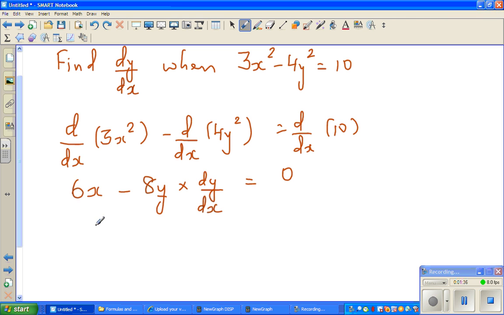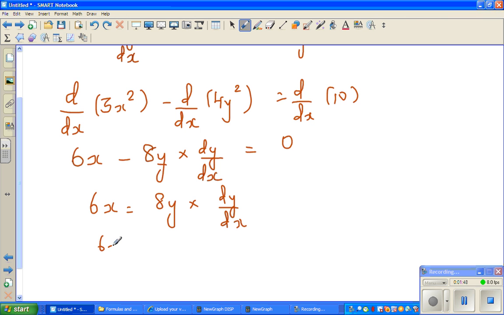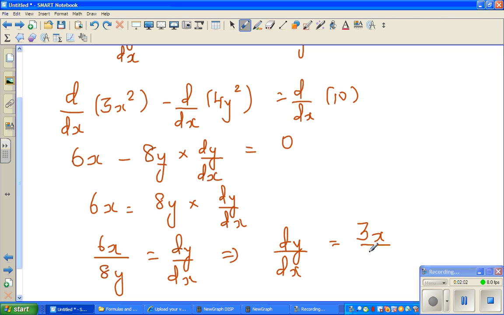So this becomes 6x is equal to 8y times dy by dx. Dividing both sides by 8y, 6x over 8y is equal to dy by dx. Dividing both by 2, dy by dx is 3x over 4y. Okay, that's enough. So this is your answer. Leave it as it is. Okay, move on to the next question.